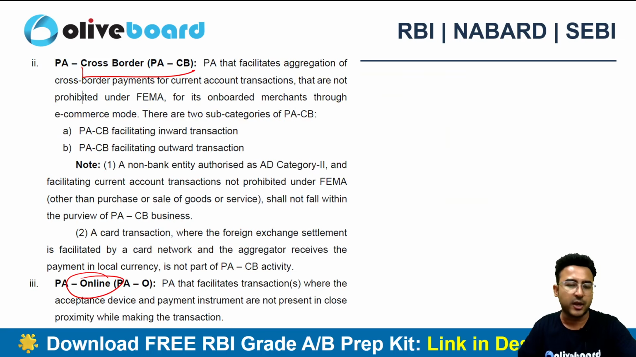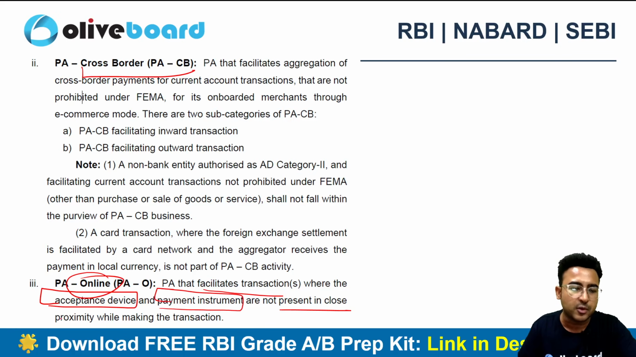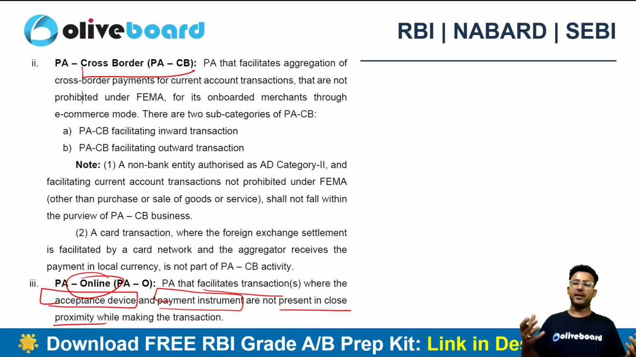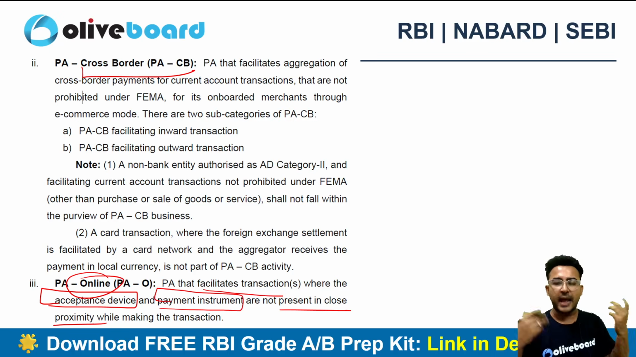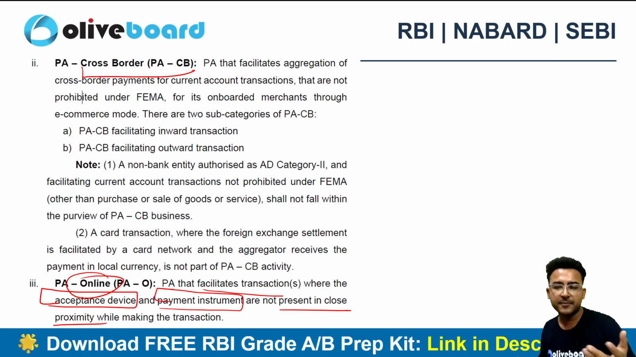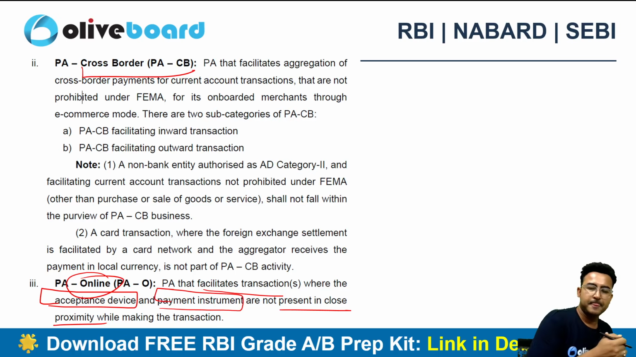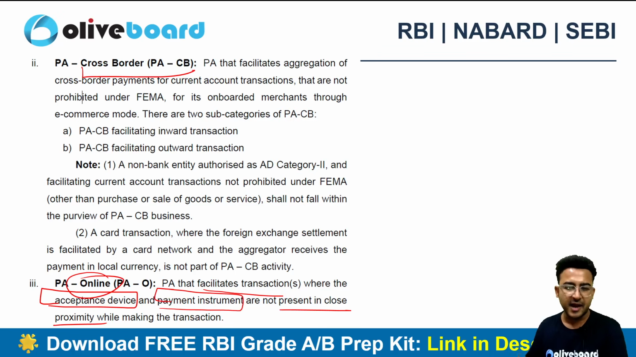If I talk about the online, the payment aggregator is facilitating the transaction where the acceptance device and the payment instruments are not present in close proximity. Say for example, I'm shopping for this t-shirt on Amazon, on Flipkart, on Myntra. How will I pay the money? Let's suppose I'm paying the money through my credit card.